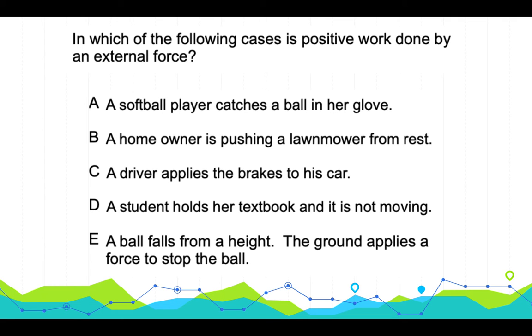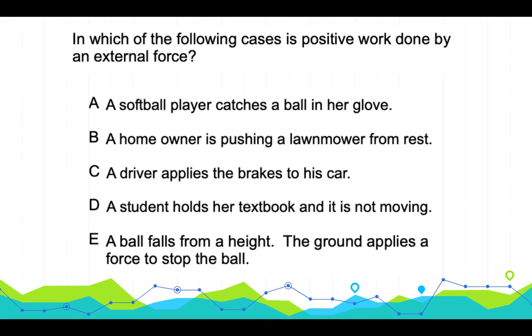Okay, so we're going to focus a little bit more conceptually here. In which of the following cases is positive work done by an external force? As we read these, we need to think about first, what is the direction of the force? What is the direction of the displacement? Are they in the same direction or the opposite direction? If we want positive work, the force and the displacement should be in the positive direction. So, a softball player catches a ball in her glove.